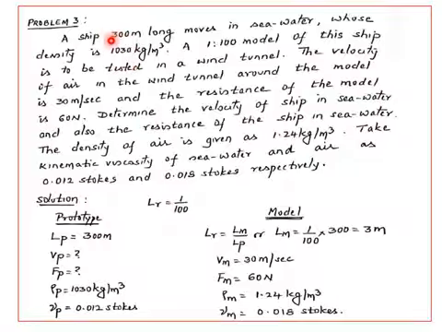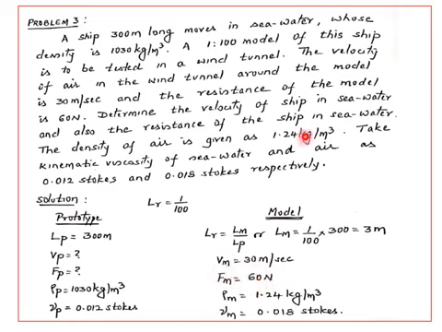Taking another problem, where a ship of 300 meters, so the length of the prototype is 300 meters. It is in the sea water, whose density is 1030 kg per meter cube. Now a model with a scale ratio of 1:100 is tested in a wind tunnel. The velocity of air in the model, in the wind tunnel, is 30 meter per second, and the resistance of the model, Fm, is 60 newtons.